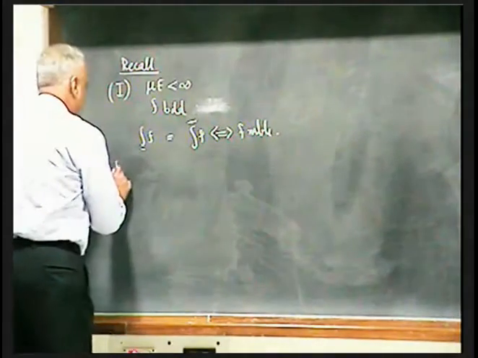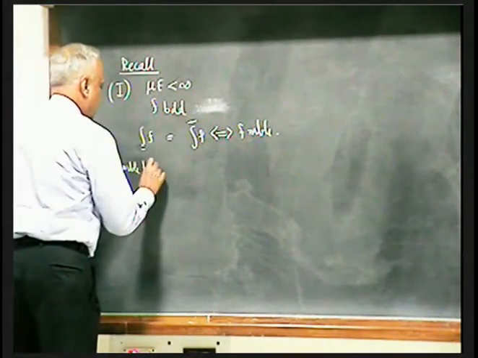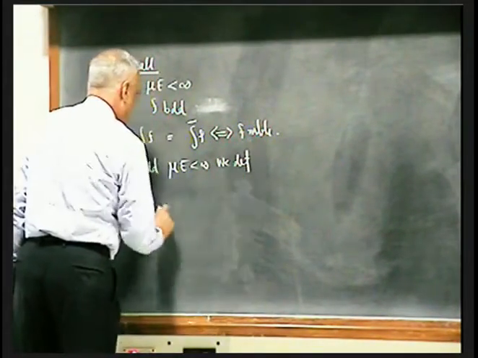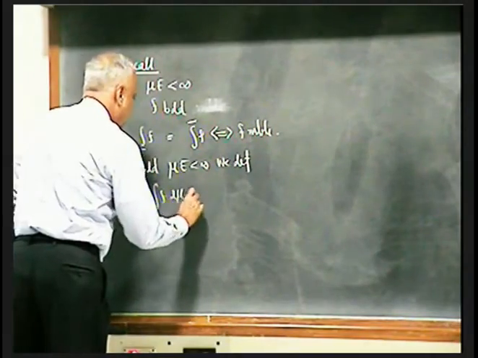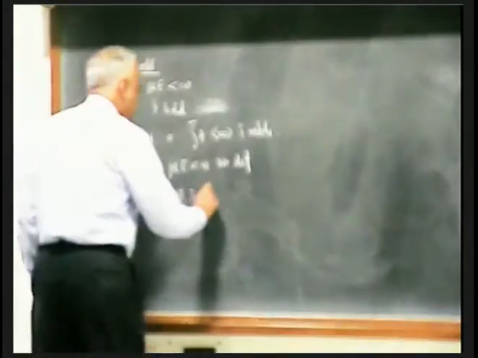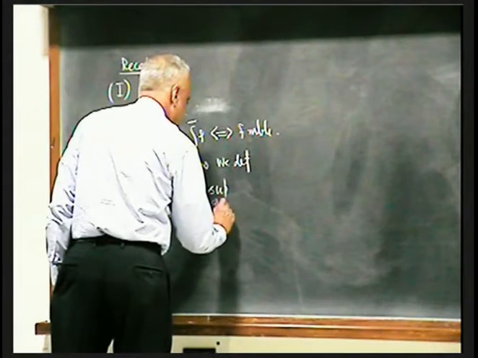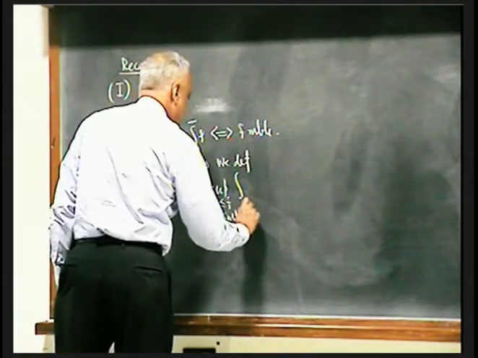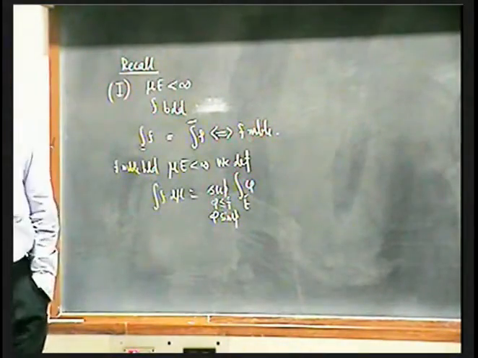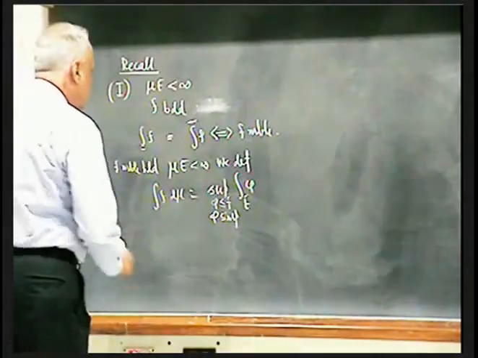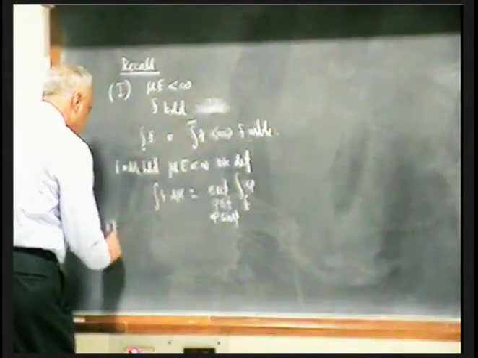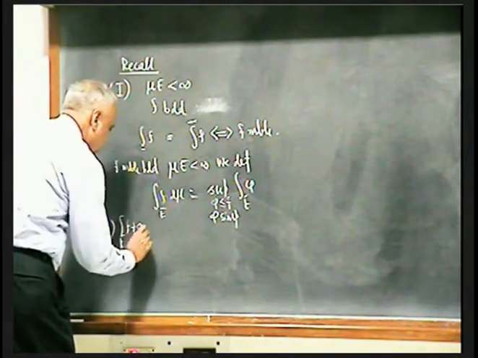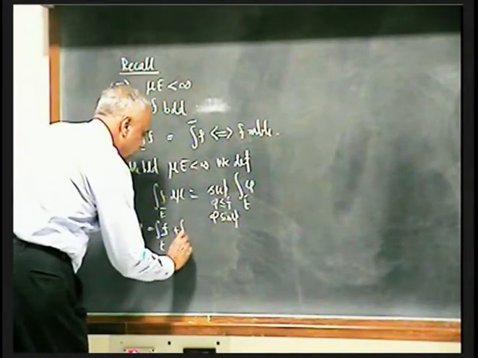So, f measurable, bounded, mu of E finite, we define the integral of f d mu. Any one of these we can choose, which is the lower bound, which is the supremum of phi less than or equal to f, phi simple, integral over E of phi. And this satisfies the standard properties, namely the integral of f plus g over E is the integral over E of f plus the integral over E of g.